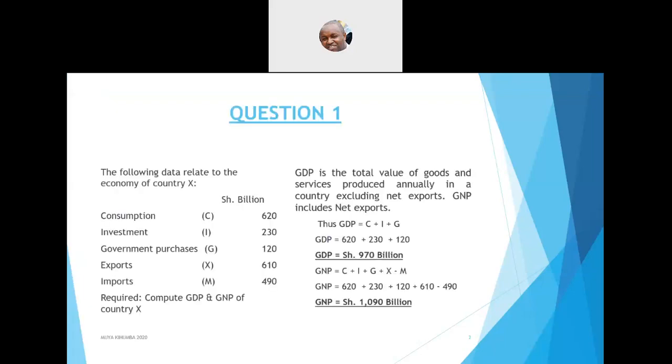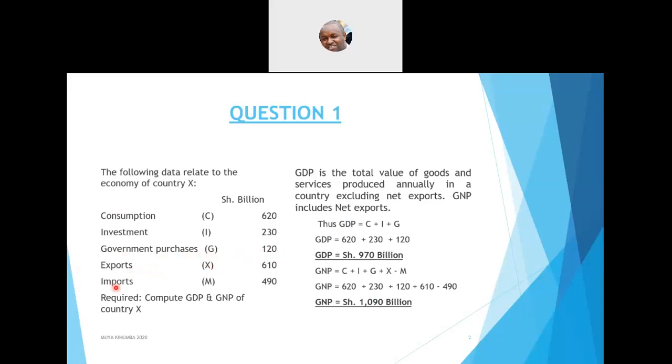In our first question, we are told to compute the GDP and GNP of country X, having been given some data in billions of shillings. Consumption expenditure C 620, investment expenditure I 230, government purchases G 120, exports X 610, imports M 490.